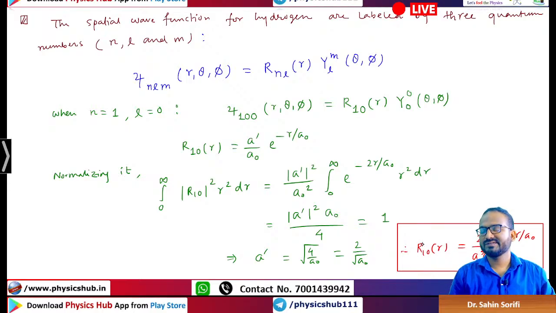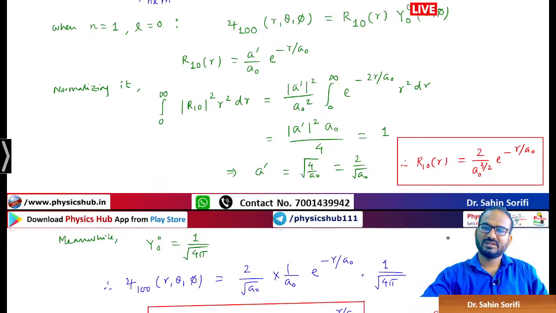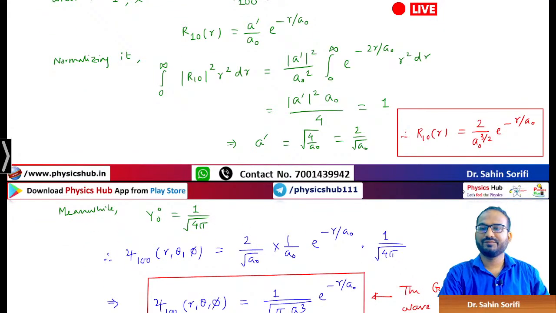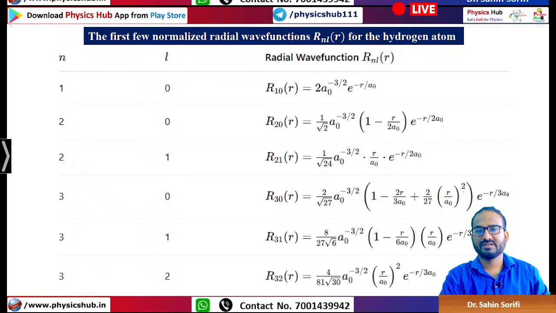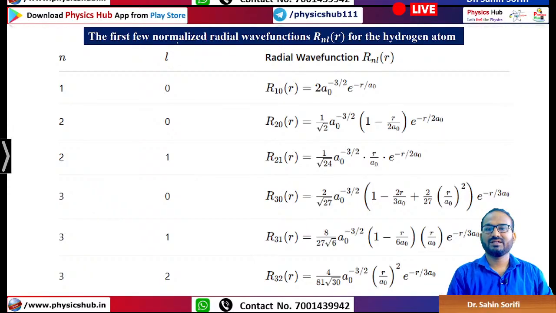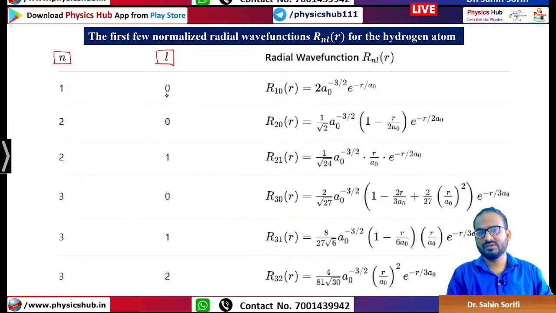So that is why it is especially important to remember 2 by a naught to the power 3 by 2, e to the power minus r by a naught. If you change the value of n and l, this R will change. The first few normalized radial wave functions R nl of the hydrogen atom are given by this table, by choosing different values of n and l. If you choose n equals 1, l will be 0, so R10. For n equals 2, l will be 0, 1.